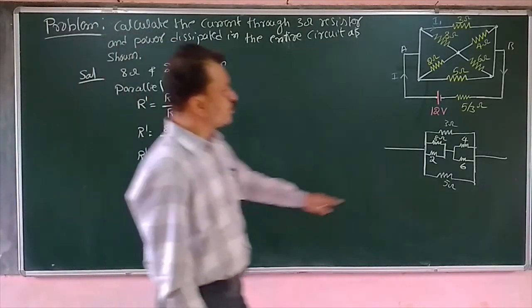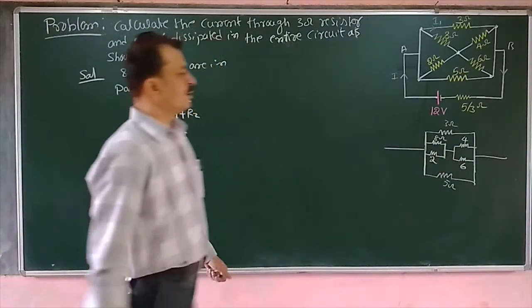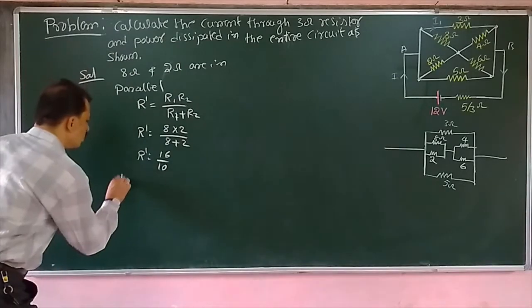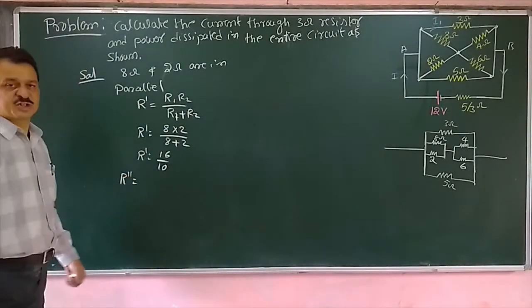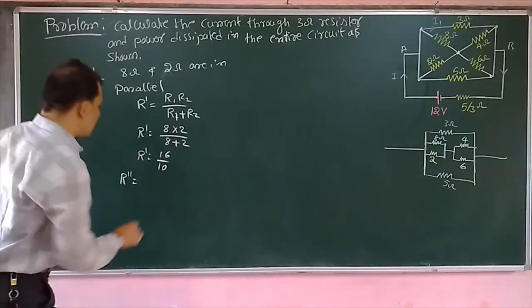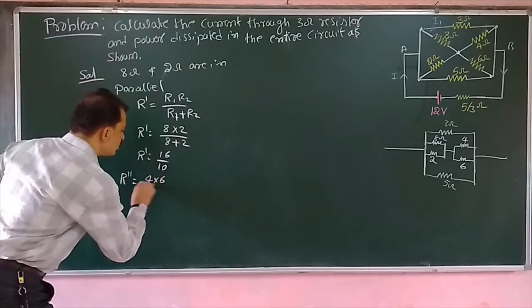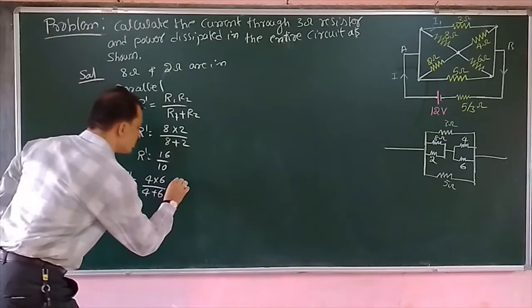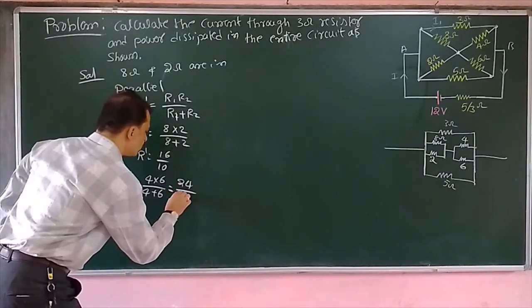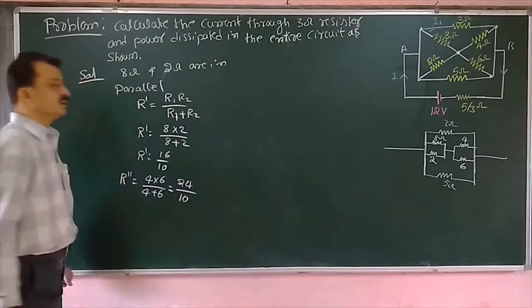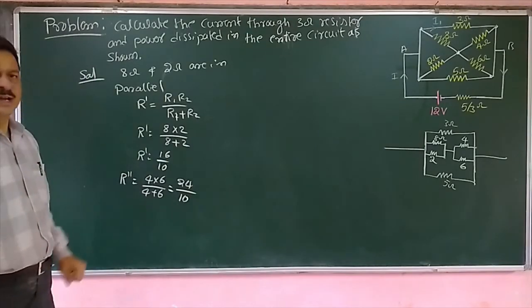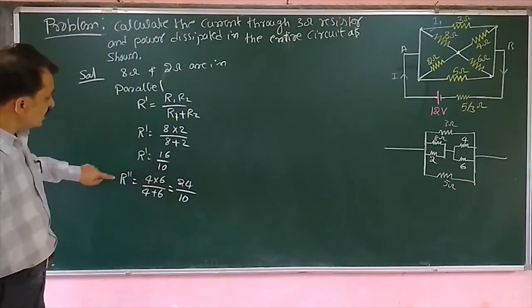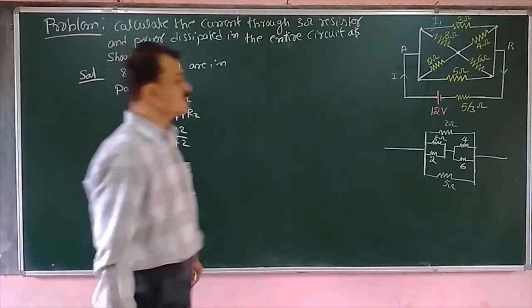Similarly, 4 and 6 are in parallel, so I will write it as R double dash. It is 4 into 6 divided by 4 plus 6. Therefore it is 24 divided by 10. Now R dash and R double dash become series.